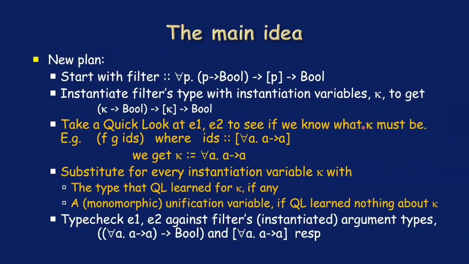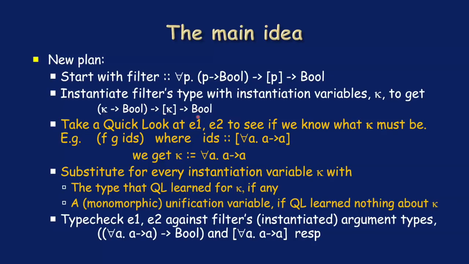So now I picked a particular function here, filter, so that you can remember its type: P to bool, list of P to bool. I'll instantiate filter's type with, I'll call them instantiation variables, kappa. Instantiation variables are going to be a bit like unification variables, but I'm going to introduce them temporarily and then get rid of them. So here they are. At a call, I'll instantiate filter's type with instantiation variables kappa to get the instantiated type: kappa to bool, to list of kappa to bool.